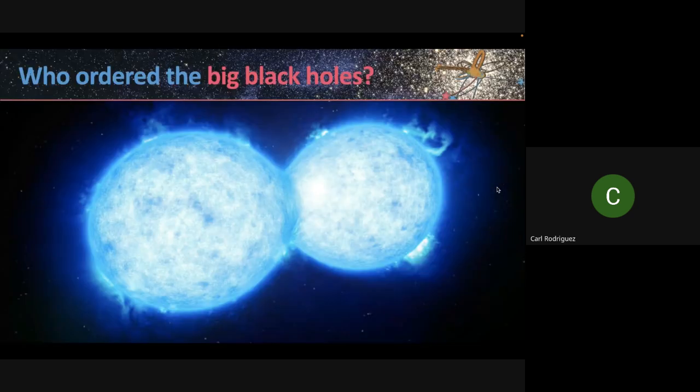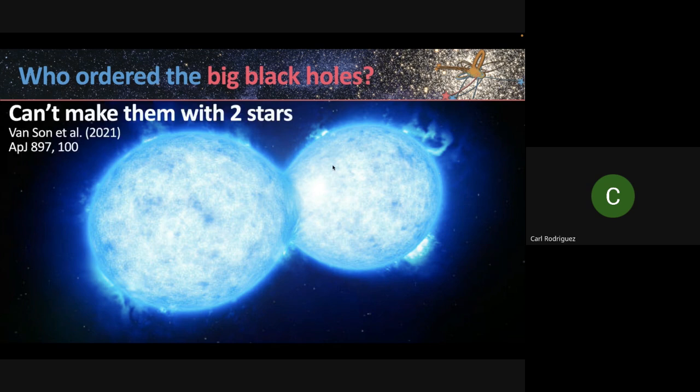It turns out that if you look carefully at two stars, it's very hard to make some of the largest black holes that LIGO has seen. We can kind of explain things up to 30 solar masses, but since then, LIGO has seen things that are 60, 70, even 80 times the mass of the sun. It's very, very difficult to make those with two stars. I'm not going to get into the details tonight. There's a great paper from Lieke van Son about 3 years ago that goes into this.